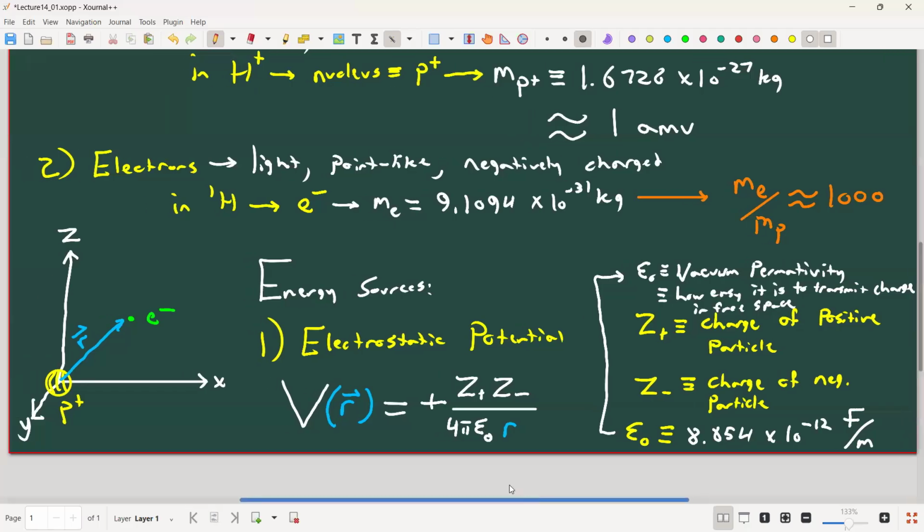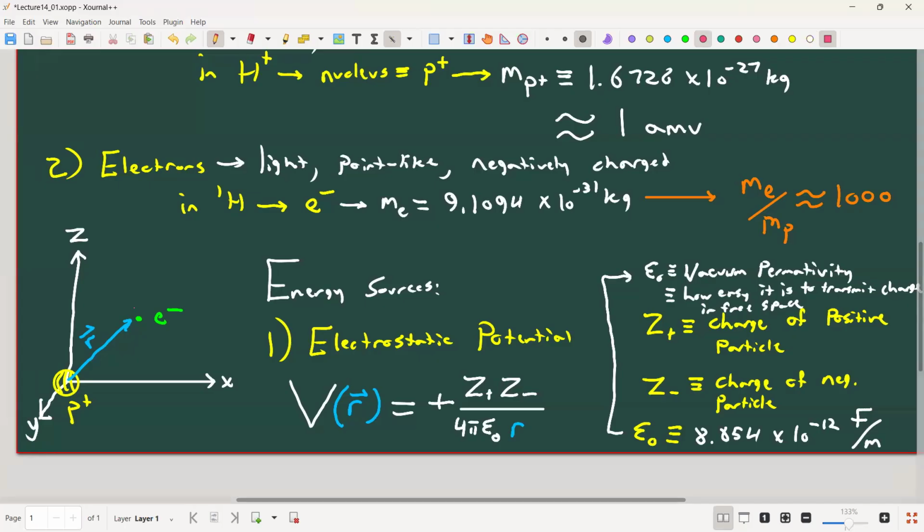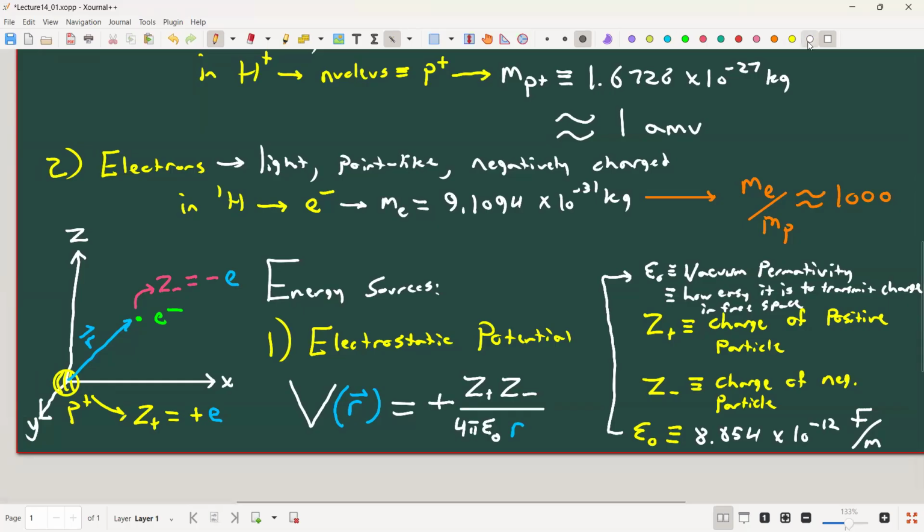So for this system, we say that the electron, its charge is minus a number e. Right? And the proton has a charge of positive e. Okay, so I can write this as minus e squared over 4 pi epsilon naught r.